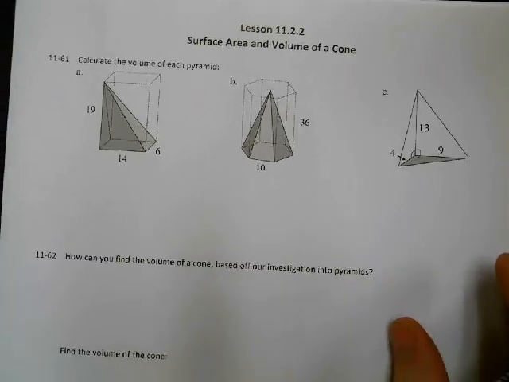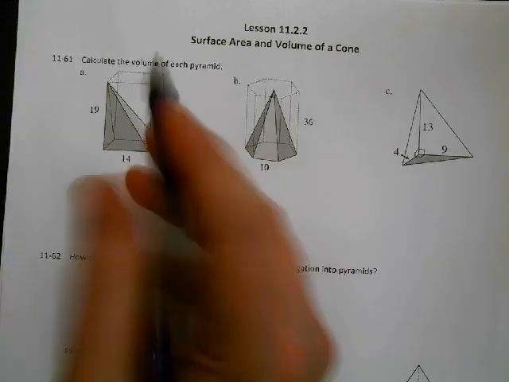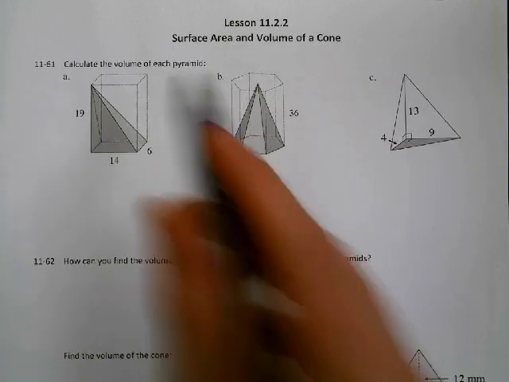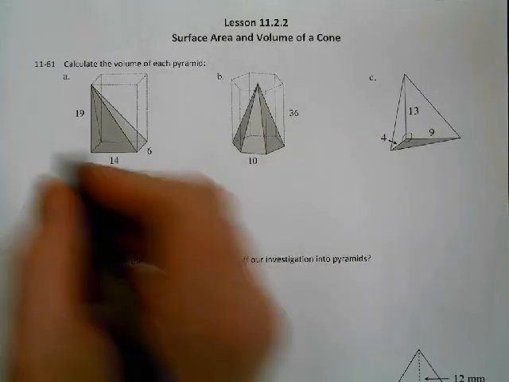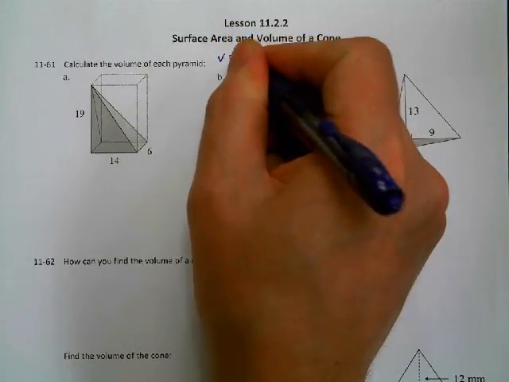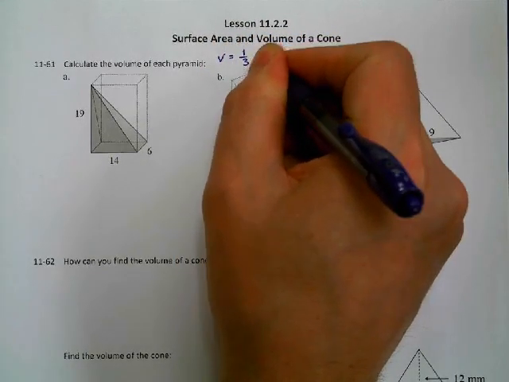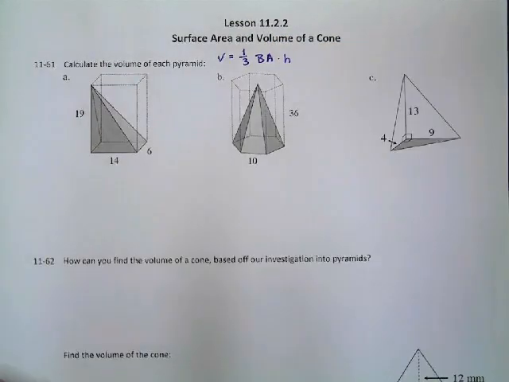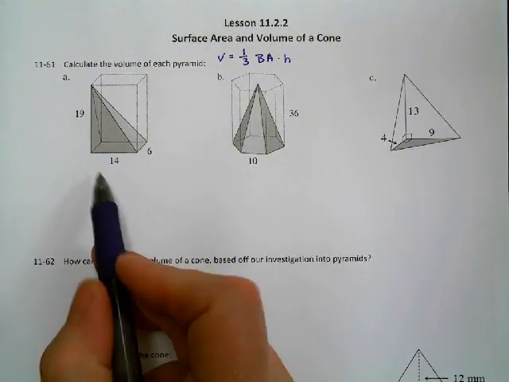Lesson 11.2.2, surface area and volume of a cone. We're going to calculate the volume of pyramids just as a review of what we've done before. For this one, we have found out that the volume is 1/3 the base area times the height. Okay, so let's go ahead and look at this one.